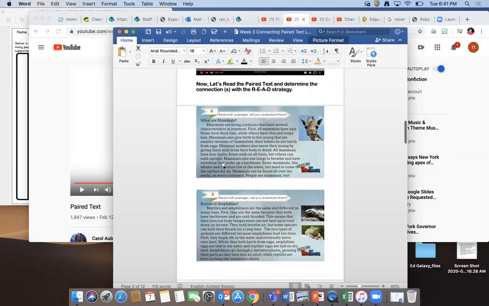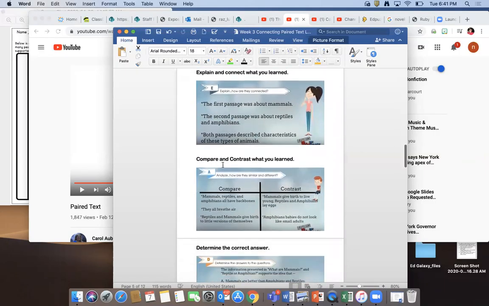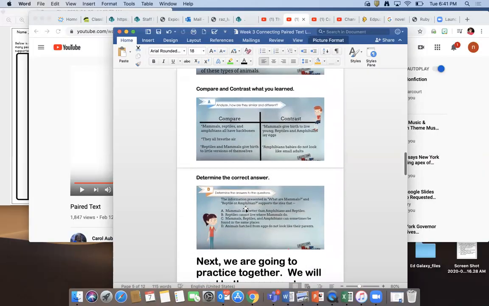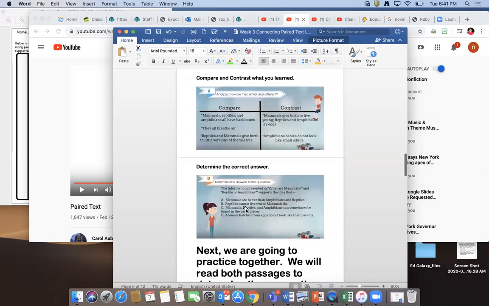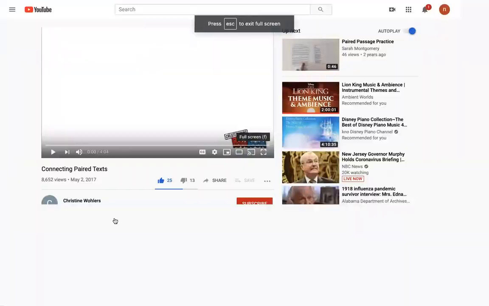So you will look at two short passages, you will explain them, you will compare and contrast similarities and differences on those passages, and you will determine answers to help you understand them. Here's a video we're going to watch that will help you better understand the READ strategy.